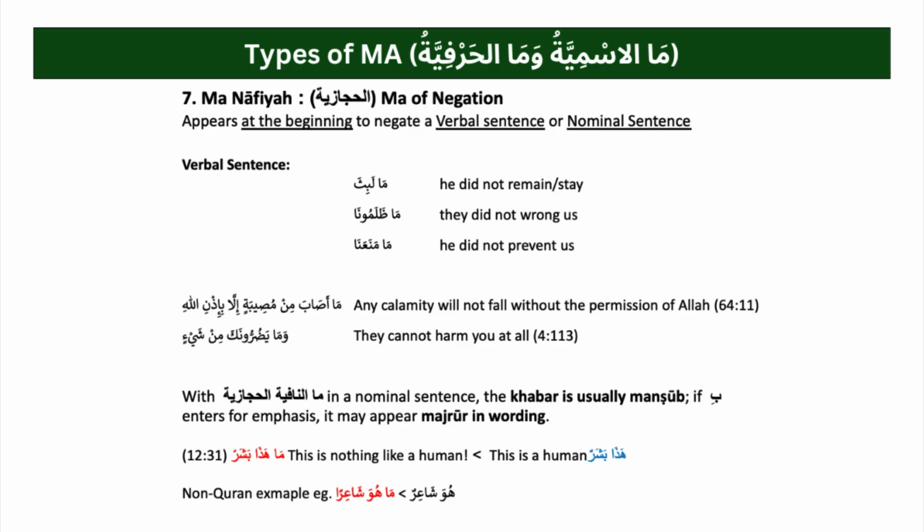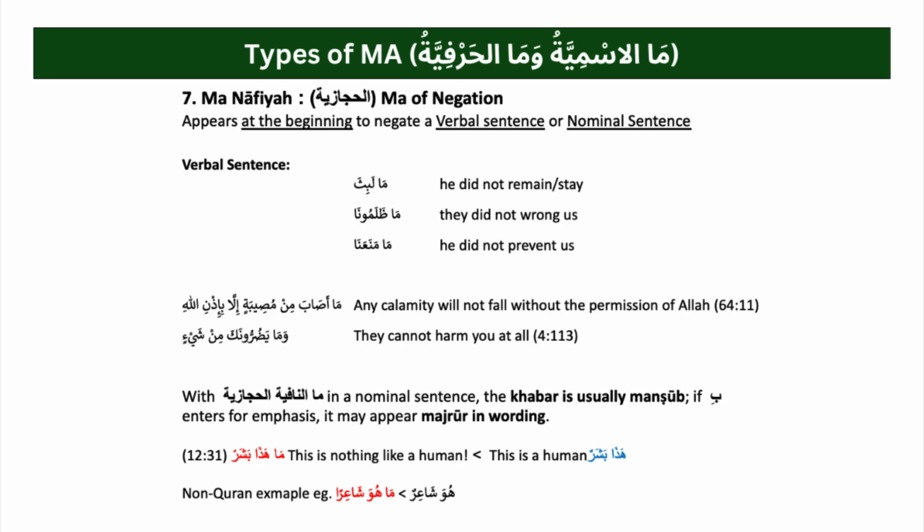Let us first look at the verbal sentence examples. The slide gives short examples such as ma labitha, he did not remain. Ma zalamuna, they did not wrong us. Ma mana'ana, he did not prevent us. These examples show a very simple pattern. Ma comes at the beginning and negates the verb directly. This is one of the common ways of negating past verbal meaning in Arabic.